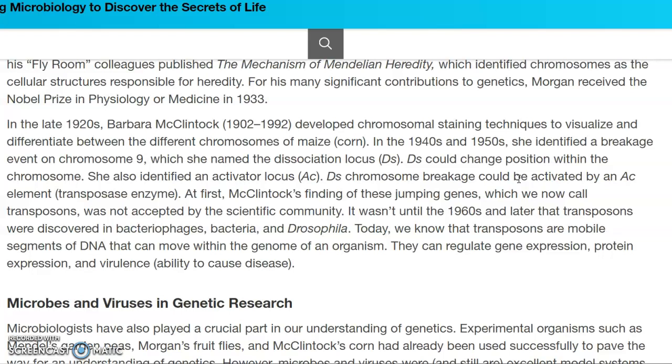Those are called transposons, and we'll talk about those a little bit later on, but they can regulate gene expression, what genes are turned on and off. They can regulate protein expression, so what proteins are made. And when we're looking at bacteria or even viruses, the ability to cause disease.